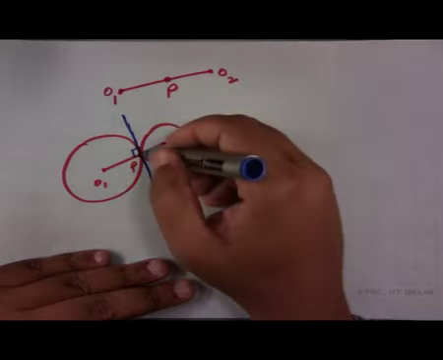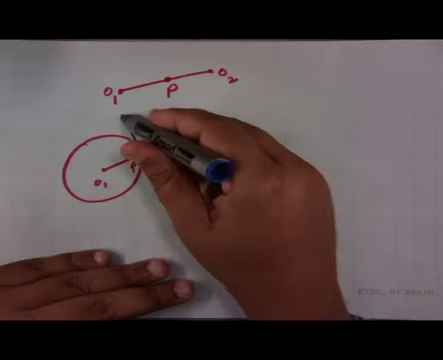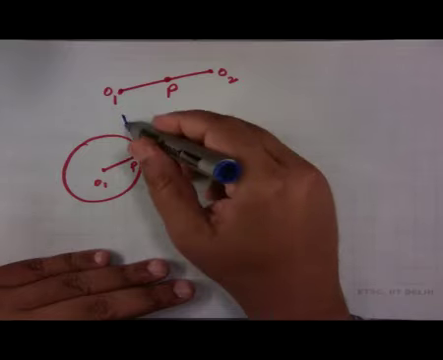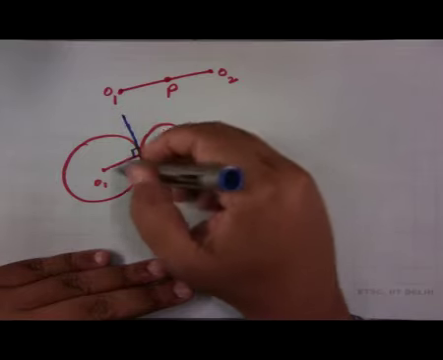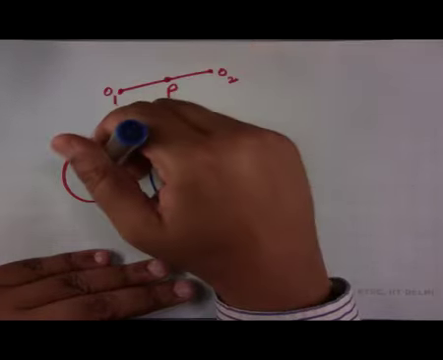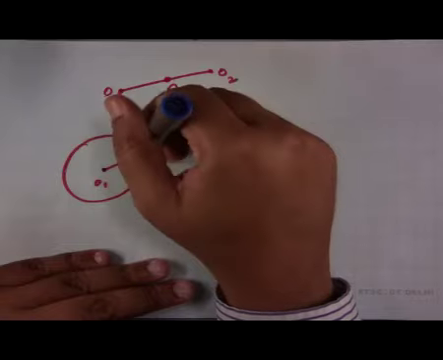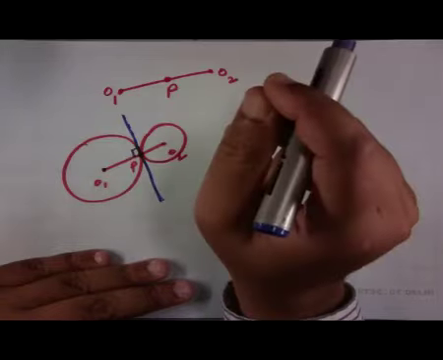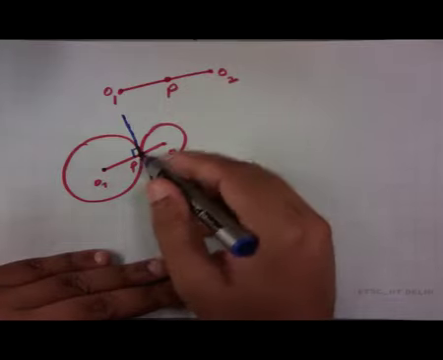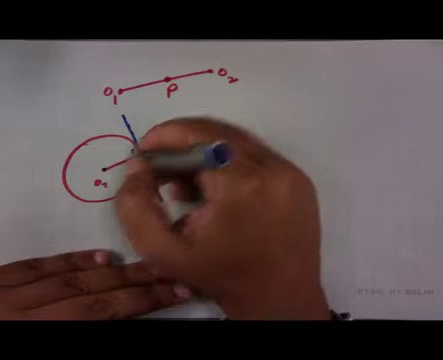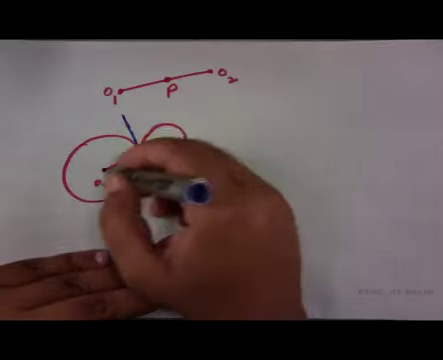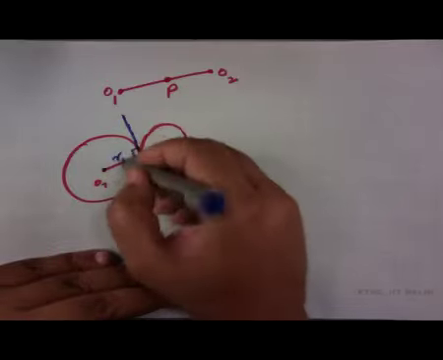Then it is clear that the shortest distance between any point on this blue line and this center O1 of the first circle will be the perpendicular distance from the center O1 to this straight line. That perpendicular distance is obviously O1P, because we have constructed this line to be at 90 degrees to O1O2. Because O1P is the radius of the first circle, this distance O1P is equal to R1.